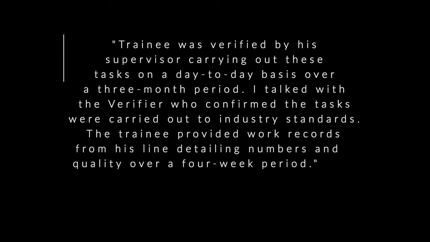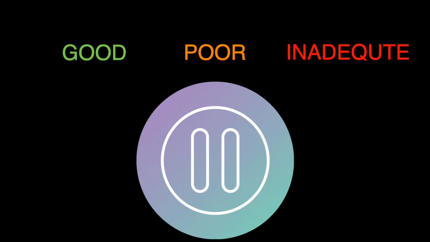Here are some real examples of verifier comments from the agriculture and horticultural sectors. As they come on screen, pause the video and decide if you feel the comments are good, poor or inadequate. Good comments will show the detail of what the verifier observed. Poor comments have some information but don't show how the verifier can know for certain if the learner is competent. Inadequate comments are those that have little or no information.